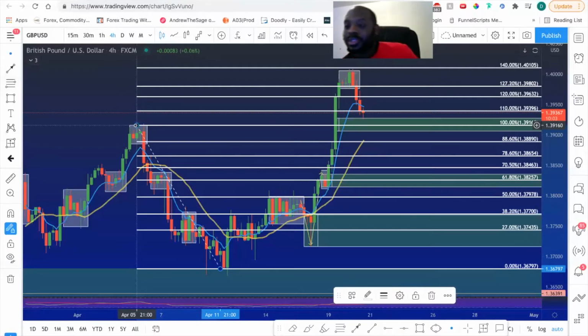So never put, let me put that down. Never put fib on dojis, or little body candles with wicks. You want nice body candles. Those are order blocks.